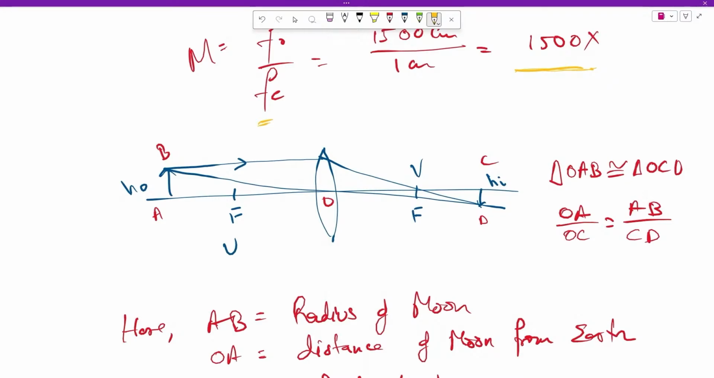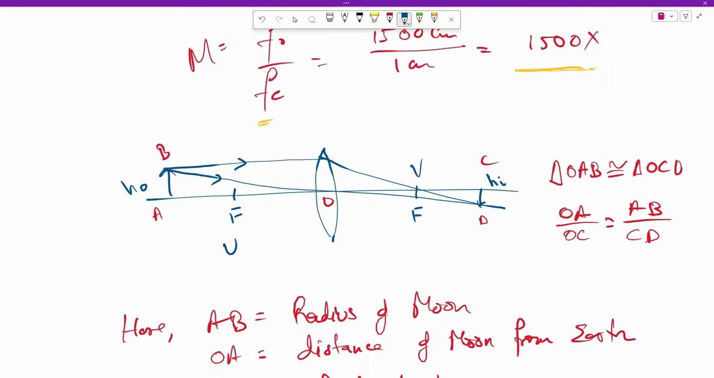So if we focus, these are the two rays that I have shown over here. The first ray is parallel to the principal axis, so it will go through the focus and beyond, and then the second ray goes towards the pole of the lens, so it will go unaltered, and the intersection will form the image.